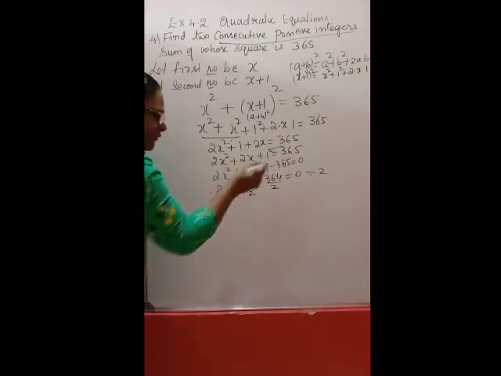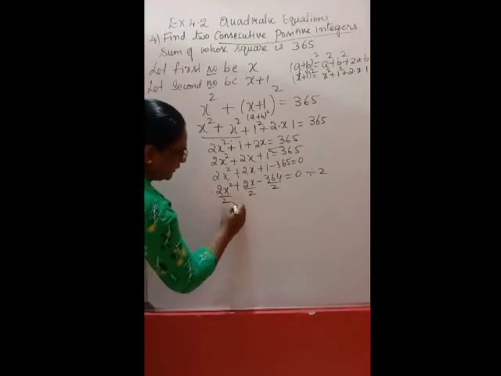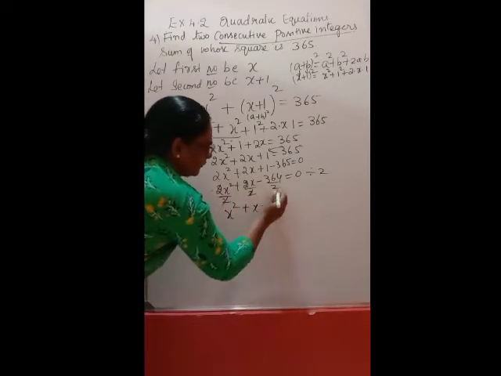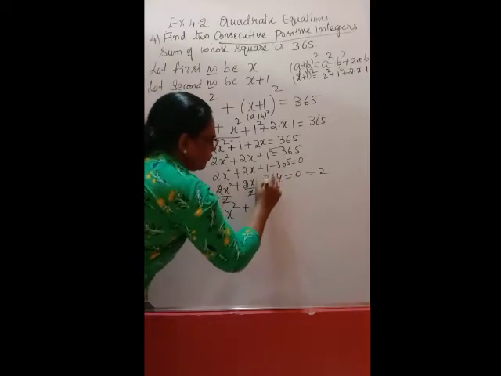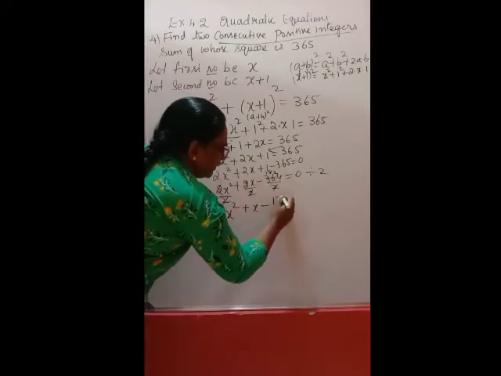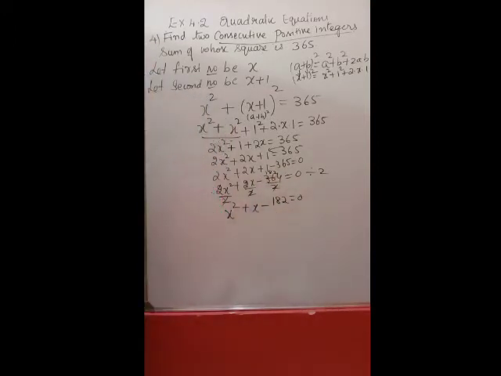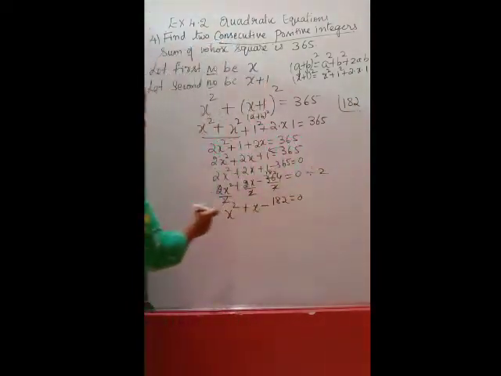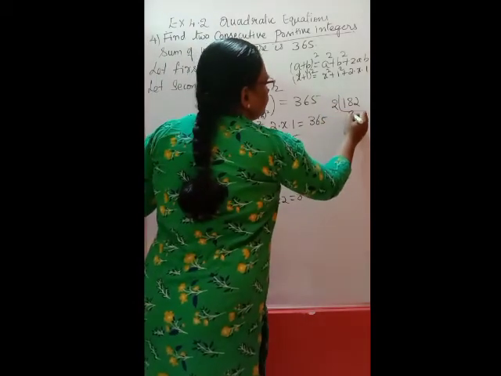Because all the numbers are divisible by 2, here you will get x square plus x minus 182 is equal to 0. Now you have to find the factors. This is in the form of a quadratic equation. Is it not? So find the factors.